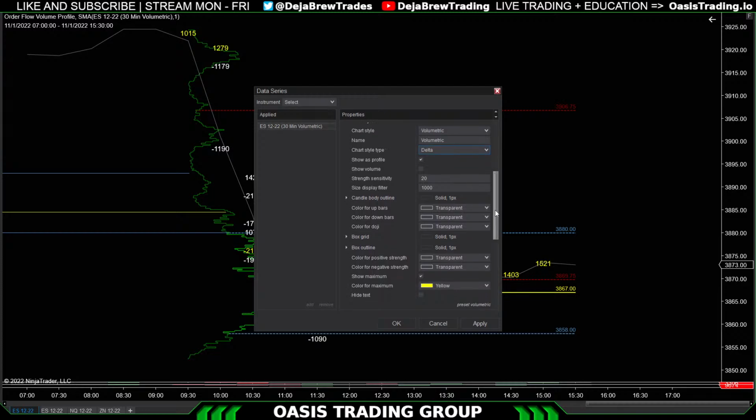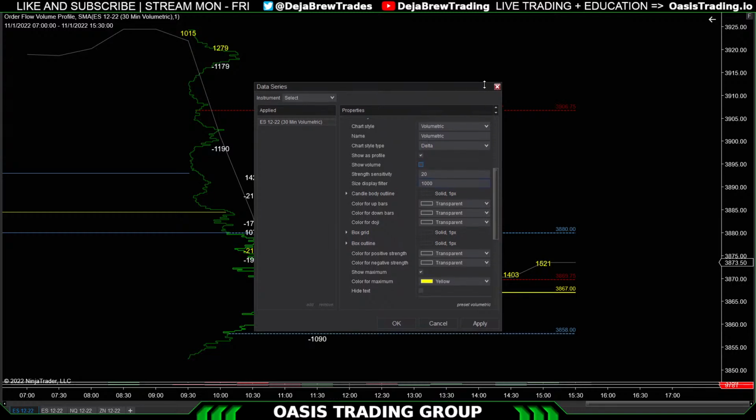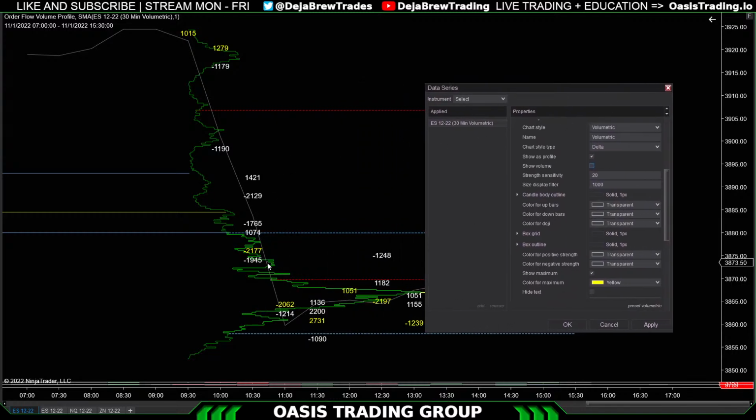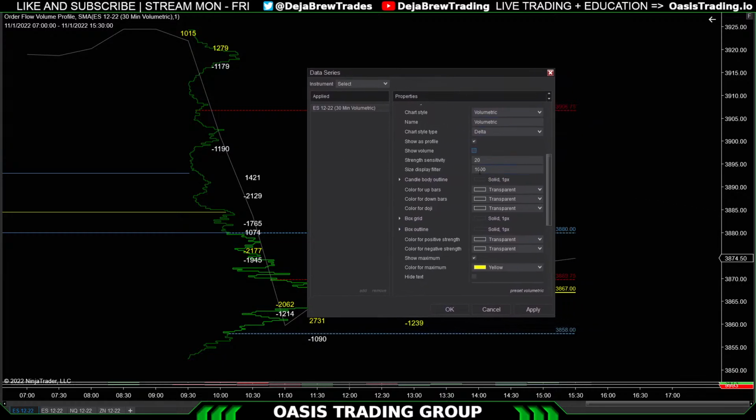Now this is important here. Strength sensitivity is set to 20. I believe that's default, but this is the most important setting. Size display filter we have set to 1000. This basically means that it's not going to show us any numbers on that footprint unless it is over 1000 contracts. Okay? So make sure you have that set to 1000 or whatever you prefer to filter out.